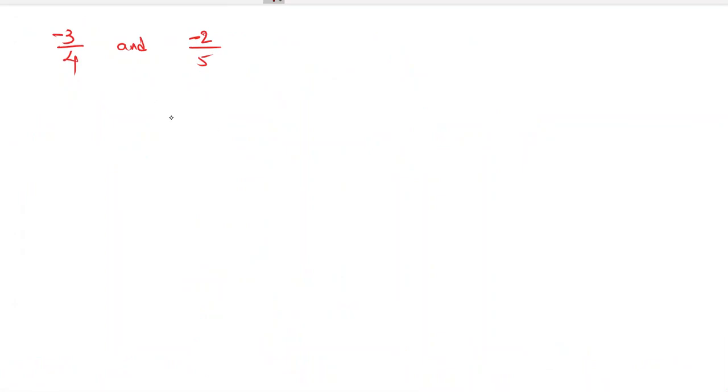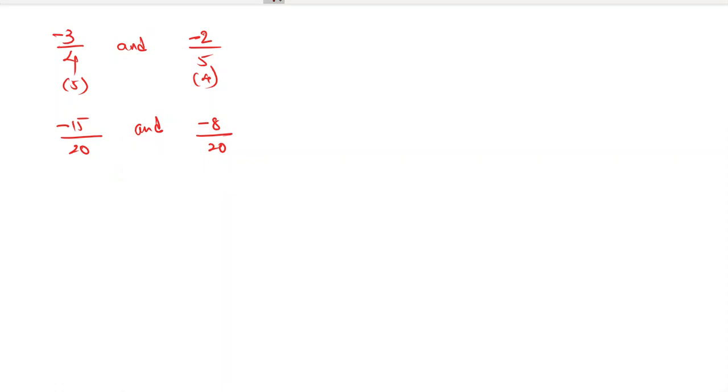Okay, so what we are going to do in this method is, first we are going to take the LCM of both the fractions. So the LCM of 4 and 5 is 20. 4 5s are 20, 5 4s are 20. So they will become minus 15 by 20 and minus 8 by 20. Now I want you to look at the numerator because the denominators have already been equalized.